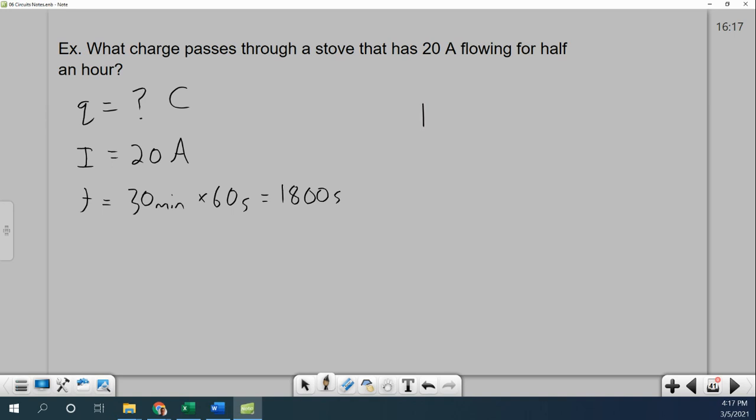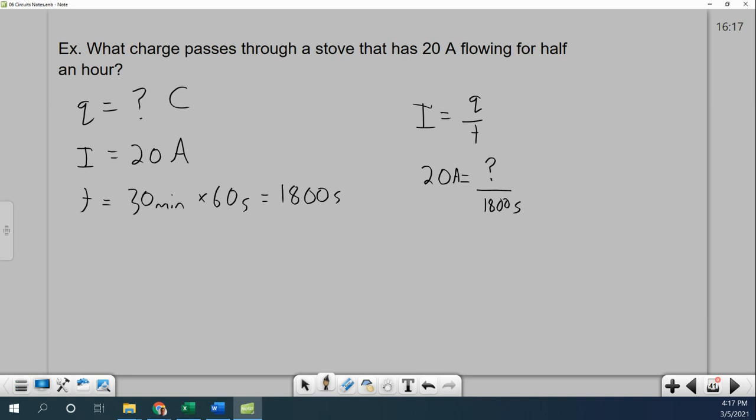Okay. So I got 2 out of 3. I read out my formula. I equals Q over T. All right. I know I is 20. Q, I don't know. Time, I do know. All right. Oh, man, fractions. Everyone's favorite, right?